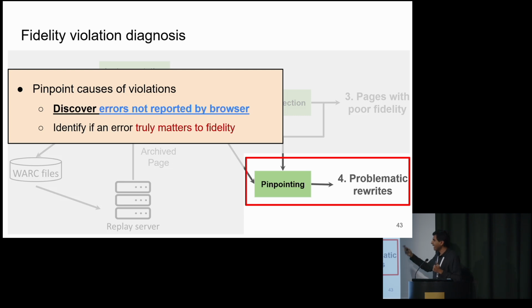Now I don't have time to get into all the pinpointing stuff. Happy to describe more about it, but at a very high level, what we're really doing is, on the one hand, discovering errors that are not reported by the browser. It's kind of silent semantic errors in executing the page, and then identifying which of these errors actually have impact on the page fidelity, so that the developers can go fix that.